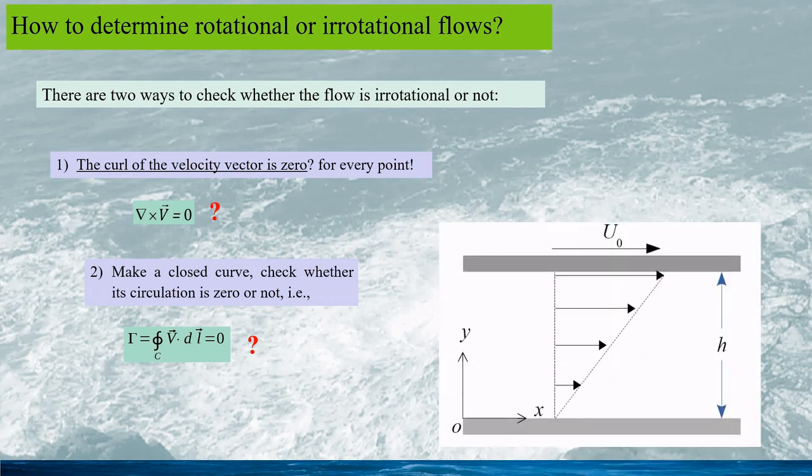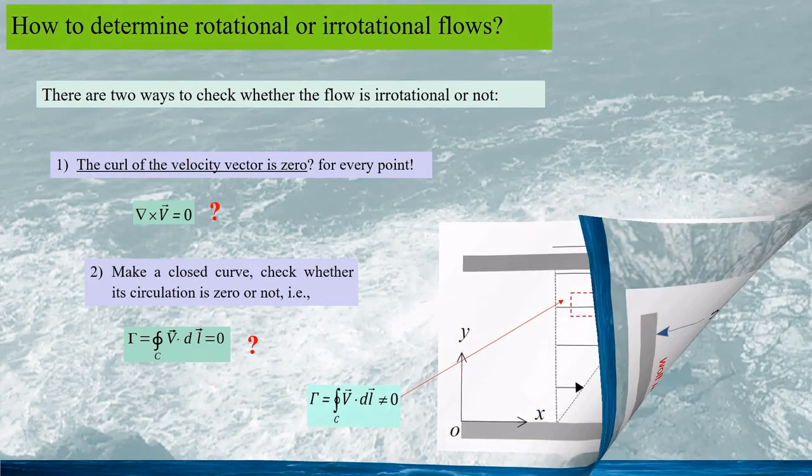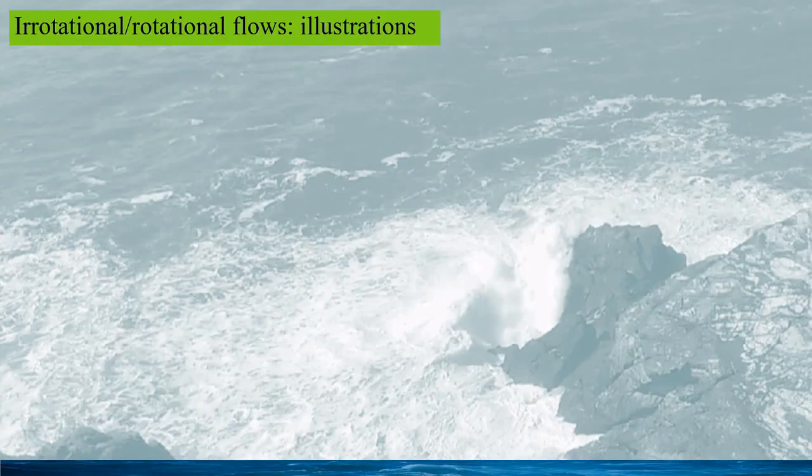For instance, in the curled flow in the plot, we can draw a rectangle and check whether the circulation is zero. Obviously, for the curled flow, the circulation on the rectangle is not zero. Hence, the curled flow is rotational. Now we look at where we can often see the rotational and the irrotational flow.